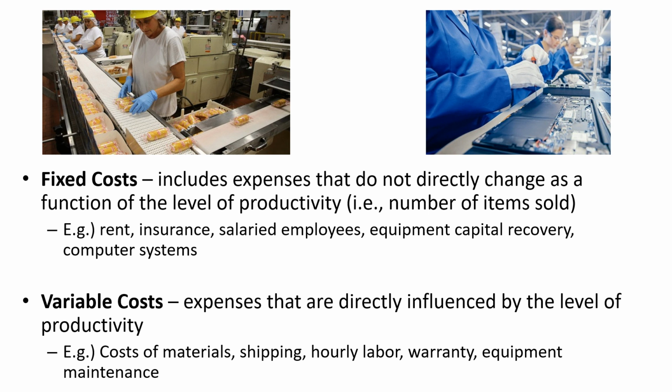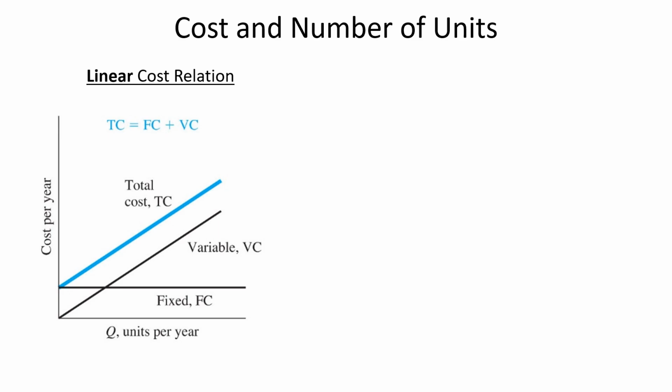Most of the time, variable costs are linear, which means that there's a one-to-one relationship between how much additional cost you have and how much additional productivity you're doing. So the fixed costs don't change as a function of productivity, and the variable costs are linear, meaning that the variable costs are just some fixed variable cost per unit multiplied by the number of units per year which are being produced. So that's a linear cost relationship.